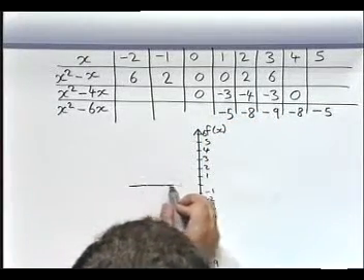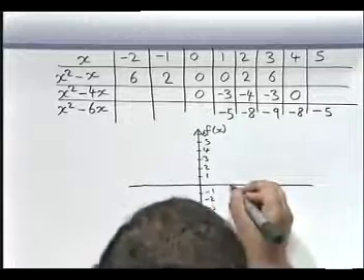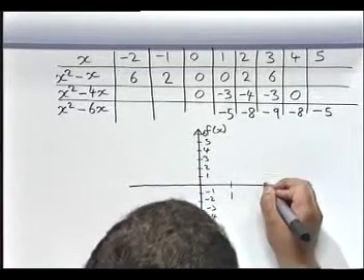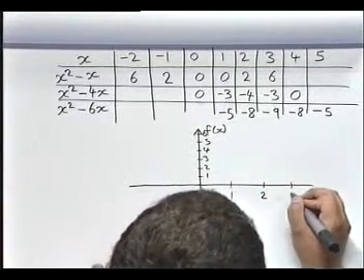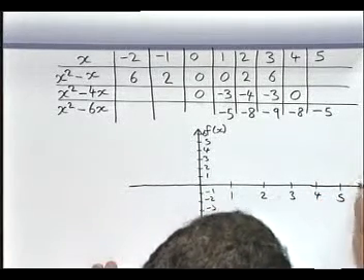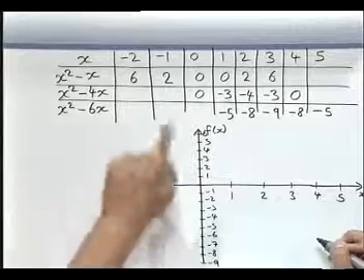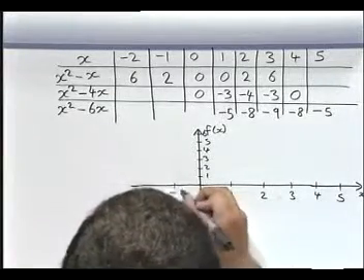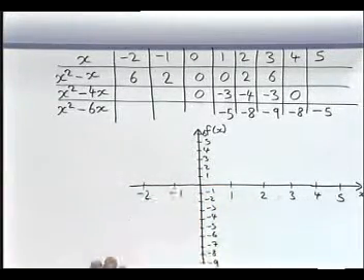And on our horizontal axis, we've got 1, 2, 3, 4, and 5. That's obviously our x-axis. And we go right down to minus 2, so minus 1, minus 2. So first of all, let's look at the graph f of x equals x squared minus x.